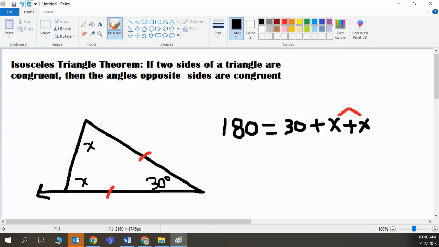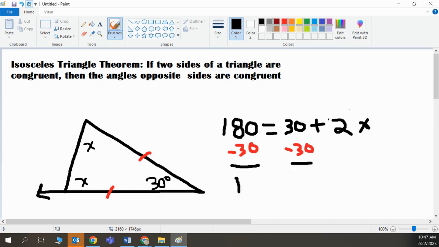So I'm going to combine these two x's. One x and another x is simply two x's. Now I'm going to isolate the x. I'm going to work furthest away from the x as possible, so I'm going to subtract 30. And when I do it on one side of the equal sign, I'll do the same thing on the other side of the equal sign. Because I subtracted 30 on the right side of the equal sign, I must subtract 30 on the left side of the equal sign.